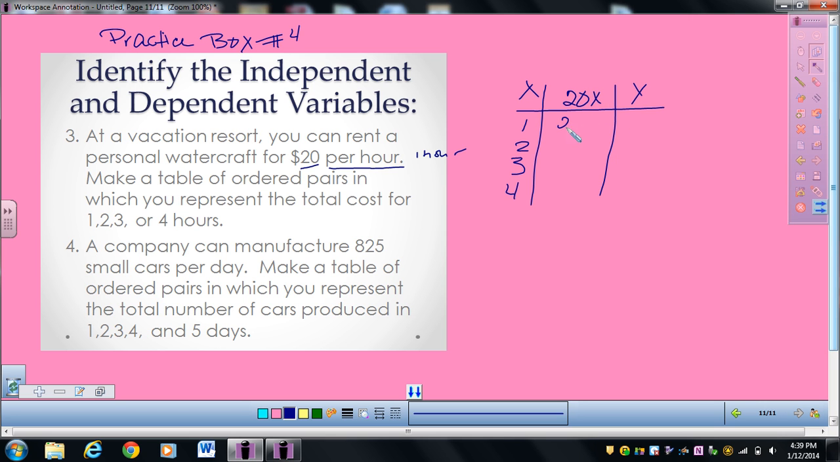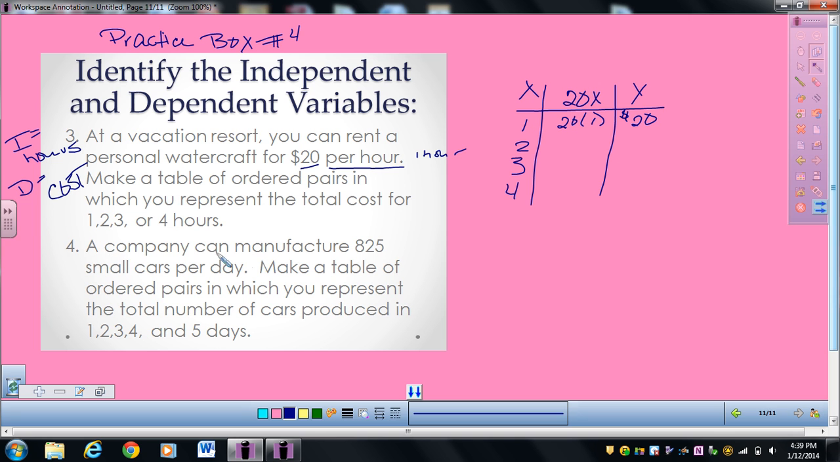And I would do 20 times 1, and it would give me $20. So my independent variables are my X's, that would be my hours. And my dependent variable would be how much it costs. So that would be a cost.